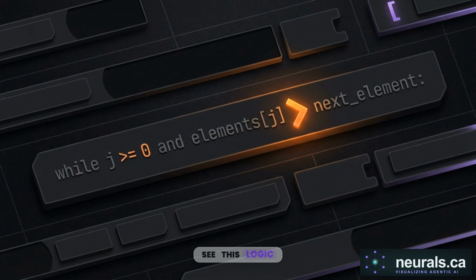We see this logic in the code itself. The highlighted line is the inner loop controlling the shifting mechanism. By using a strictly greater than symbol instead of greater than or equal to, the code stops shifting at a matching value, inherently keeping the sort stable.